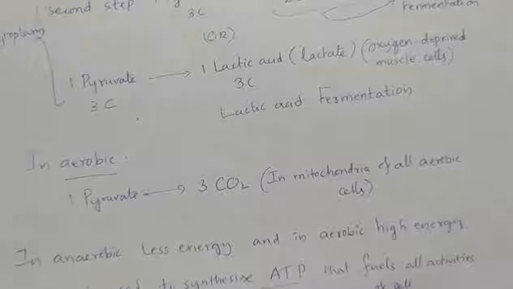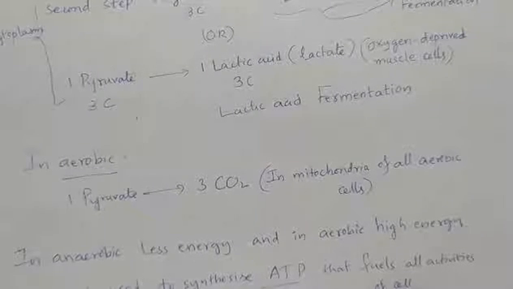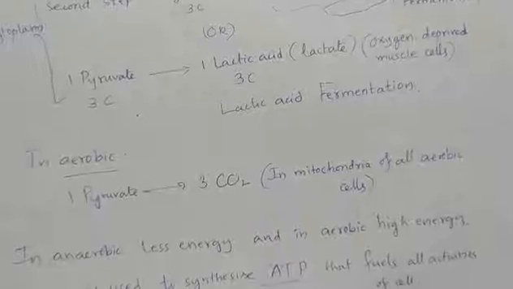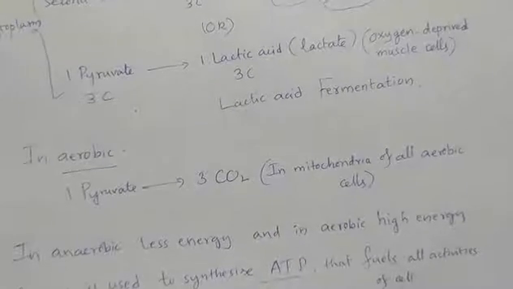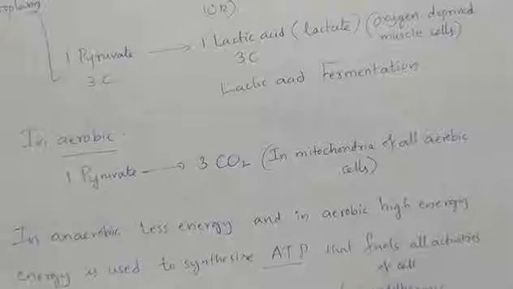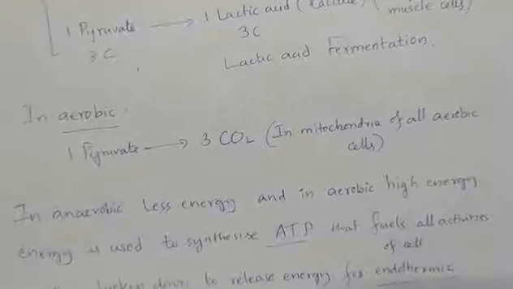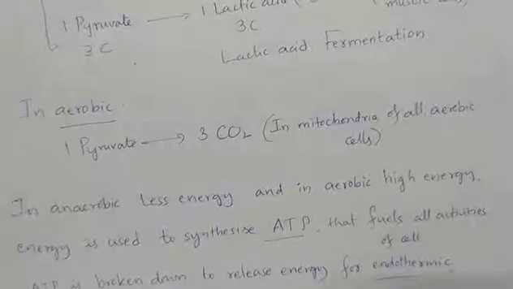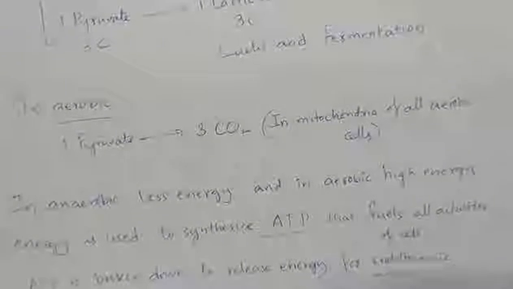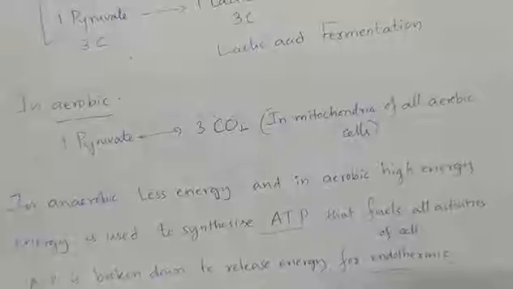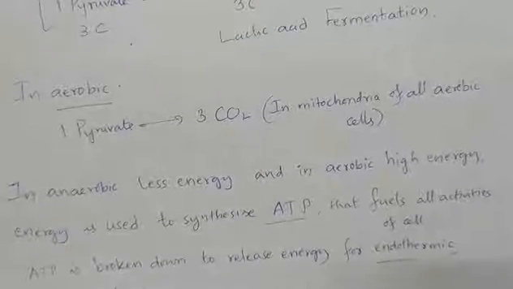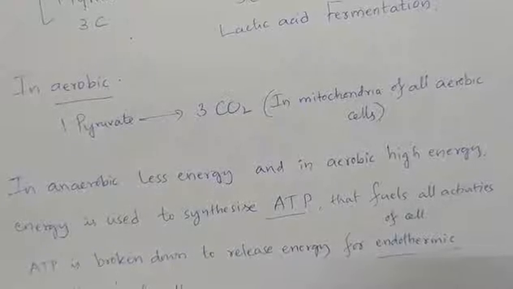Unlike the second step of anaerobic respiration, the second step of aerobic respiration takes place in mitochondria. In anaerobic respiration, less energy is produced, and in aerobic respiration, high energy is produced. The energy that is produced is utilized to synthesize ATP. This ATP fuels all activities that take place inside the cell.